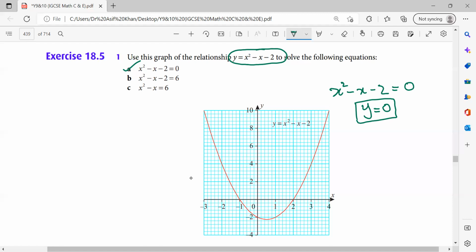And when I draw the line y is equal to 0, what x value will I get? I don't have a scale on the screen, but you have the book. You can draw a better line than me. So you will find 2 points, 1 and 2. Am I right? Yes, sir. x is equal to 1 and x is equal to 2. These 2 points I got as the cross section. So these two are the answers of part A.